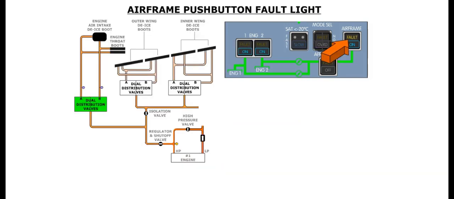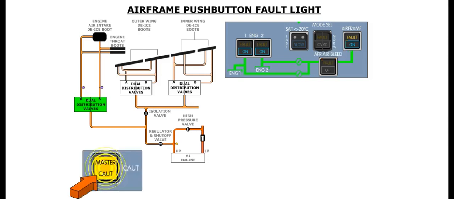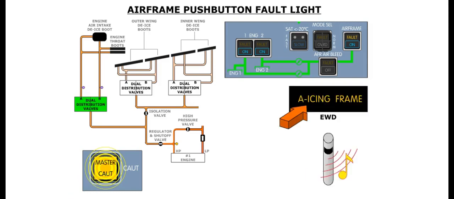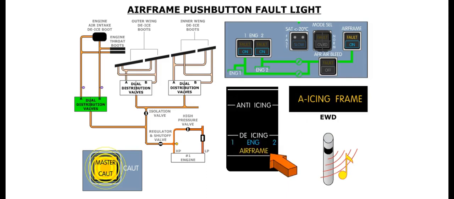The fail caption illuminates amber and the flight warning system, or FWS, is activated when a distribution valve is commanded closed, but bleed air pressure still exists downstream of the valve, or if a distribution valve is commanded open, but no pressure is sensed downstream of the valve. The alert consists of both master caution lights flashing, a single chime sounding, an amber anti-icing airframe message displayed on the EWD, and an amber airframe message displayed in the de-ice part of the memo section of the MFD.